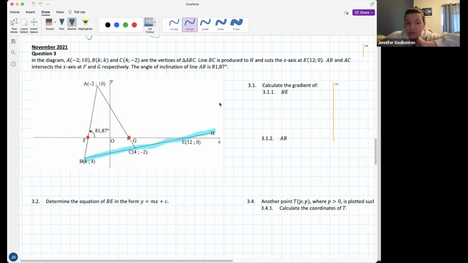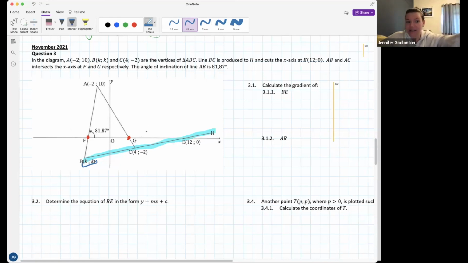Let's have a look at our questions. Calculate the gradient of BE. Okay. What am I going to do? Because I'm looking at this blue line here, and if I look at B, I've got two unknowns. And E, I've got (12, 0). So that's cool, E I'm happy with. What am I going to do to find this gradient? Because they want the gradient of BE, but I don't know what B is. The angle of inclination would be a tricky one here because we don't have quite enough information.